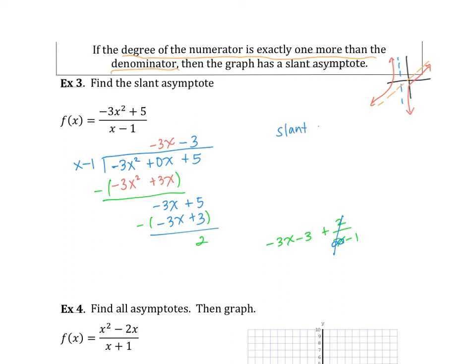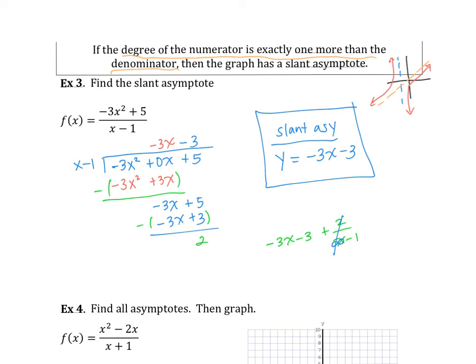So my slant asymptote is going to be at y equals negative 3x minus 3. And I disregard the remainder because as x approaches positive or negative infinity, that remainder is going to go to 0 anyways. Okay, so the slant asymptote tells me which way my graph goes as it approaches positive and negative infinity. Okay, we're going to do one more example.